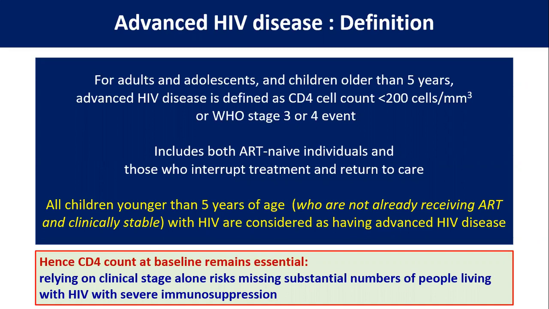Now, for all children younger than 5 years of age, even if they are clinically stable, if they are not receiving ART, we categorize them as having advanced HIV disease. If we strictly go by the WHO clinical staging, we will be missing a large number of people who have advanced immunosuppression. For that matter, doing a CD4 count test at baseline is very essential.